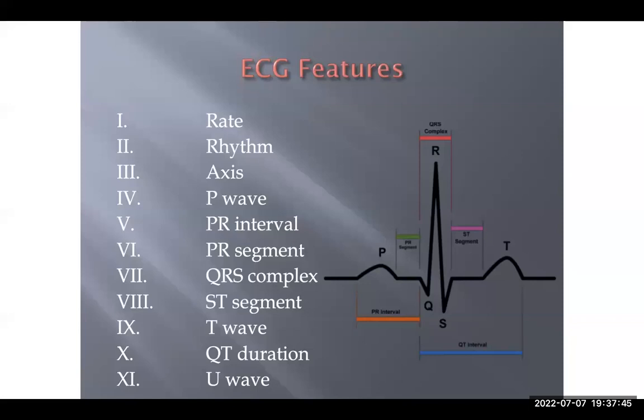One P, one QRS. And three, the P wave must be upright. Upright means it's above the isoelectric line. If you fulfill those three criteria, then you have sinus rhythm. Anything outside that is called arrhythmia.